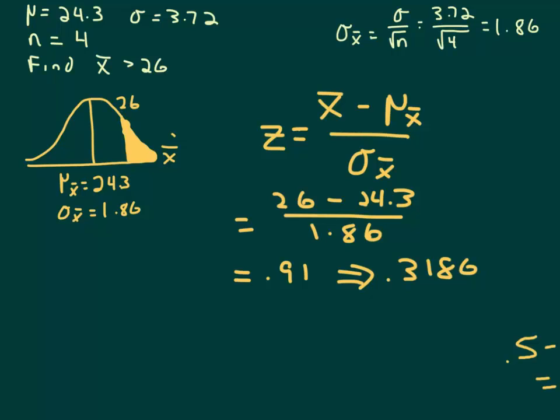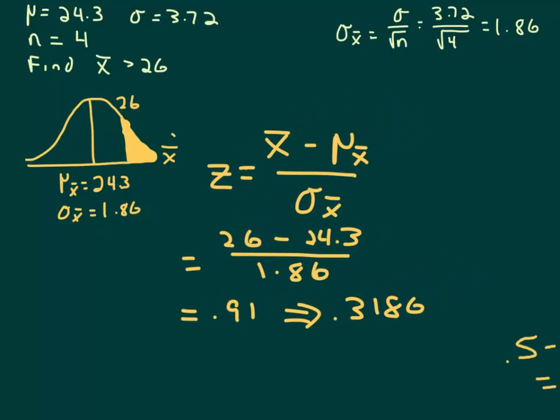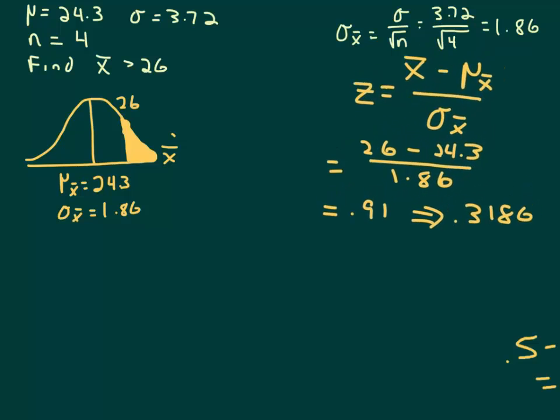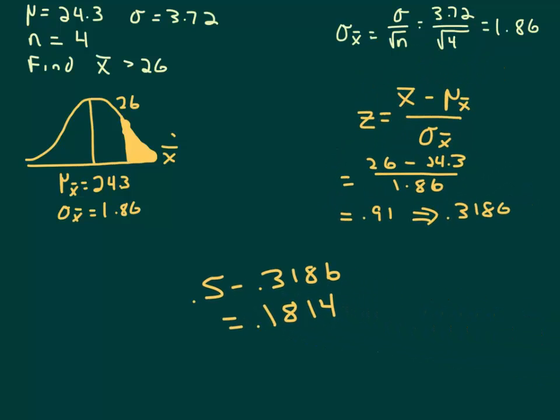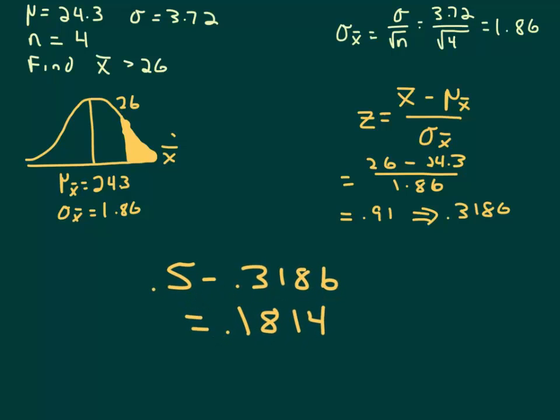To find the probability, we'll look that 0.91 up in the z table to get a probability. Again, that's this area. And so we'll have to subtract from 0.5 to get the answer. So the answer, the area out in the tail here, is 0.1814.